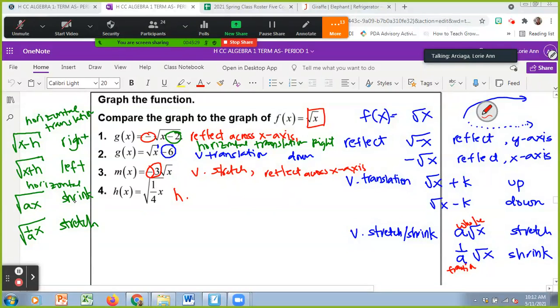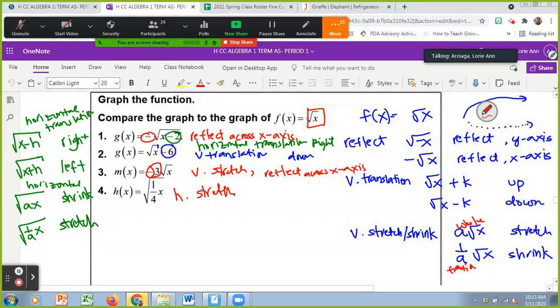Okay, so now you have to choose between the two. Remember, the effect for horizontal is quite the opposite. If it's a fraction, you stretch it. If it's a whole number, you shrink it. So it's opposite. So what am I going to do here? Since it's a fraction, it's a vertical stretch.